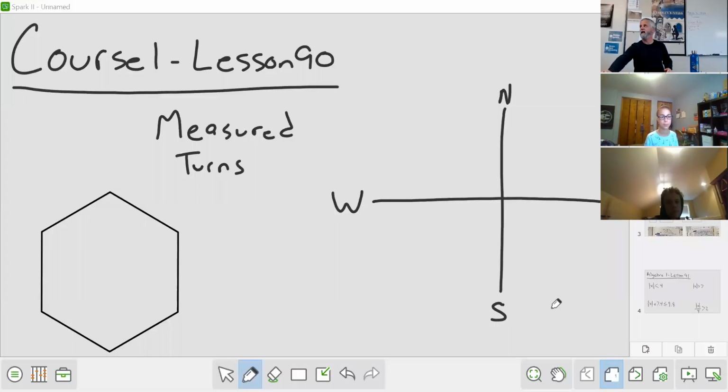So today's math assignment has to do with turns, and we talked to you about how that works. If you look at your practice problems, we're talking about somebody making turns this way and turns that way.